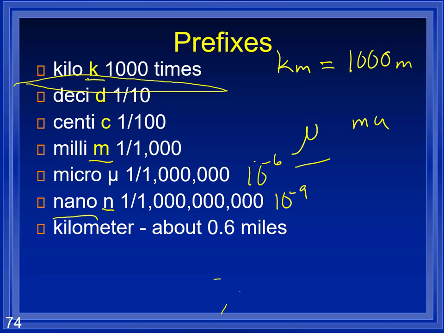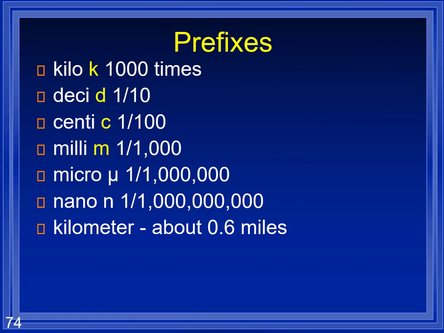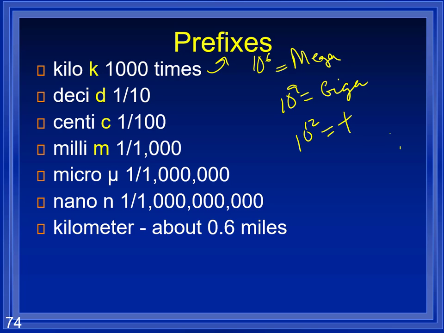Now, I don't want you to think that this is all the prefixes. They get bigger. The bigger ones are things like 1,000,000 is mega. 1,000,000,000 is giga. 1,000,000,000,000 is tera. 10 to the 15th is peta. You don't need to know those, but they do keep going up.